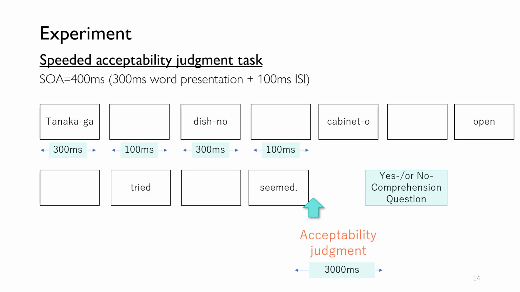We used a speeded acceptability judgment task. Sentences were presented word by word, and each word was presented for 300 milliseconds with a 100 millisecond ISI. And at the end of each sentence, participants were instructed to make an acceptability judgment to the sentence by clicking a yes or no button within 3 seconds, and after that, a yes or no type of comprehension question was also given.